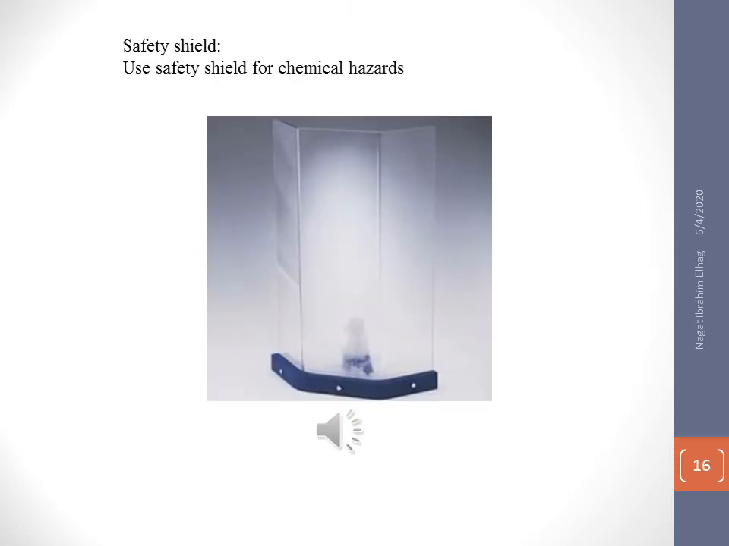A safety shield is usually used to protect you from chemicals that are usually explosive or flammable. So you have to use it when you are dealing with one of these chemicals, to keep you safe in your lab.